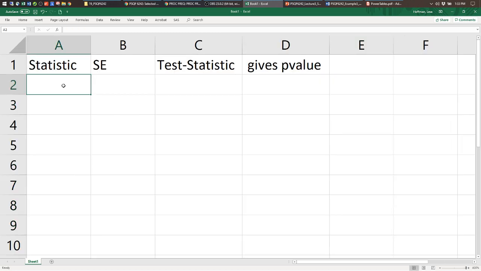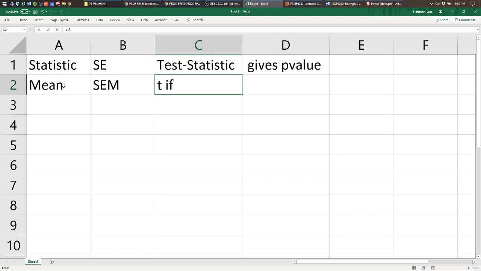So if we have a sample mean, for instance, we can compute a standard error of the mean. If we want to compare our sample mean to a population mean, what's our test statistic? It's sample mean minus population mean over standard error. I'll tell you that's what it is. What's the letter? T.